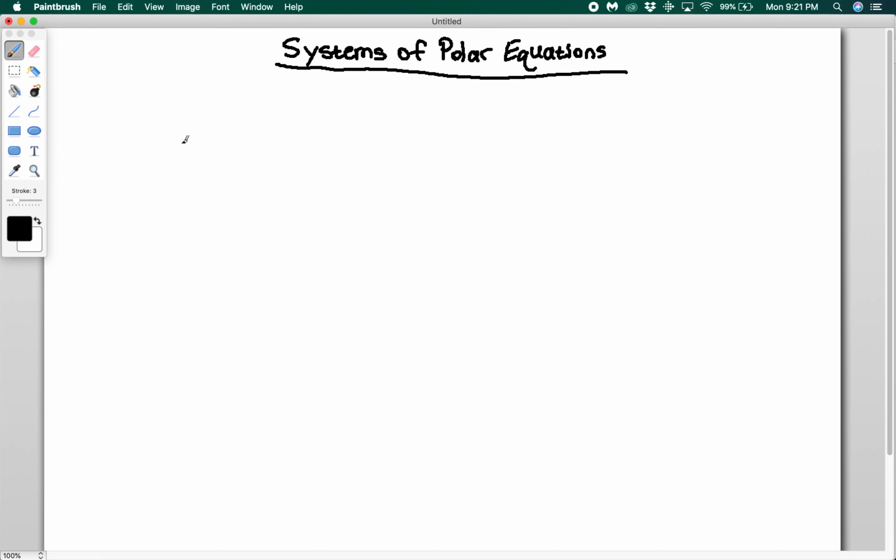Now, polar equations are a little bit trickier in some ways because in Cartesian, when you solve a system of equations, you always get all the solutions. For polar, that's not true because of some of the quirks of how polar works. Okay, so let's look at some examples. The first one we're going to look at, we're just going to say, what if we just have a basic system?